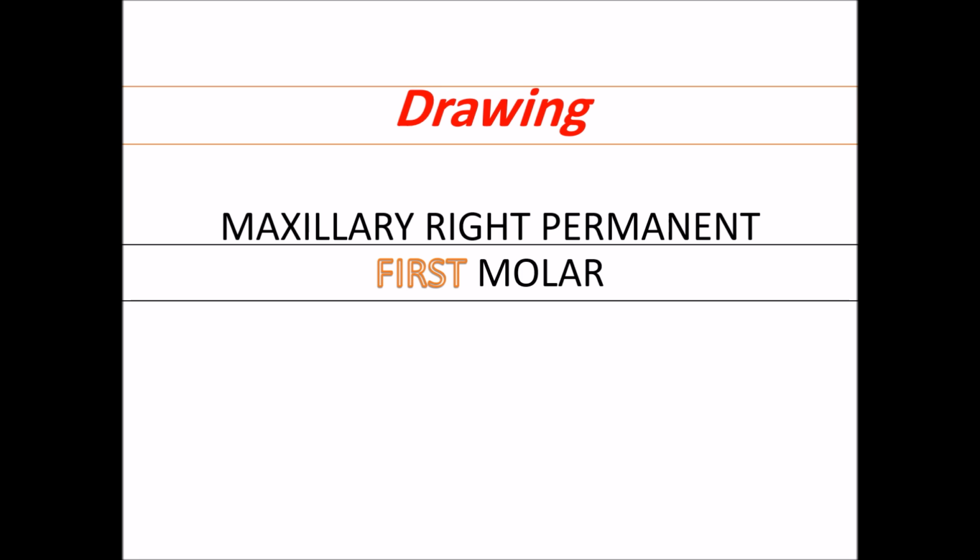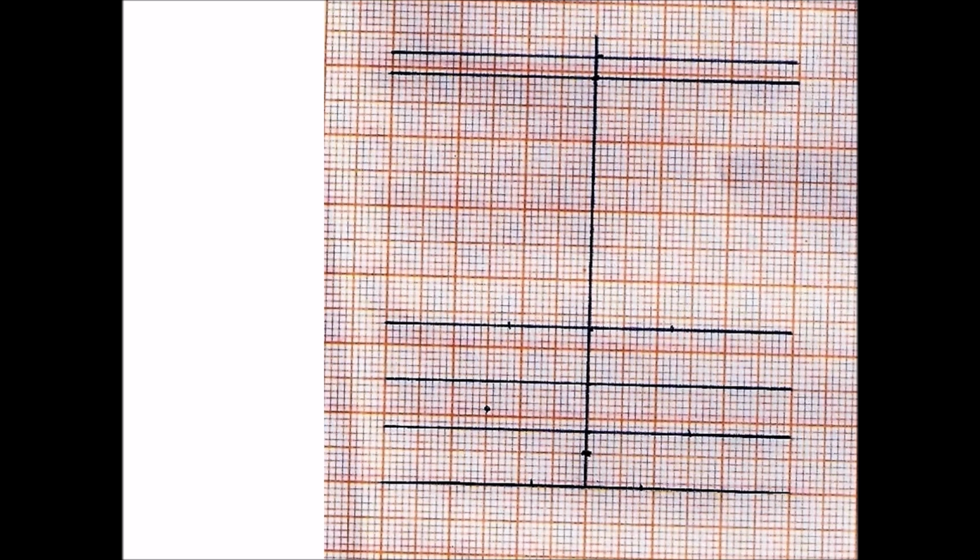Welcome back again, students. Today's session is drawing of the maxillary right permanent first molar. When we draw the maxillary first molar, the magnification factor for this tooth is 3 times normal, not 4 times as usual. So all the measurements of the tooth should be multiplied by 3. Before we start drawing, we should read well in the textbook about all features of the maxillary first permanent molar.